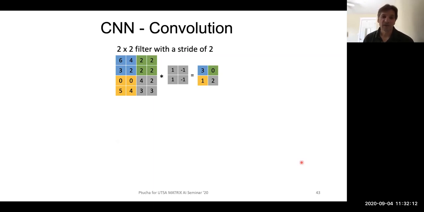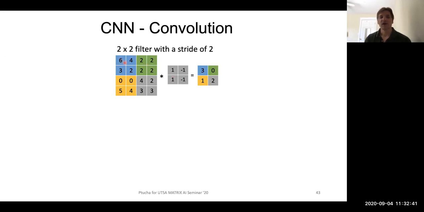So for example, here's a toy example. I'm sorry, a 2 by 2 filter with a 4 by 4 image. So this is the filter, a 2 by 2 filter, and a 4 by 4 pixel image. So it's a toy example. If I convolve this image with this filter with a stride of 2, this is the output. So how does that work? Well, I take these guys, I superimpose it over here.